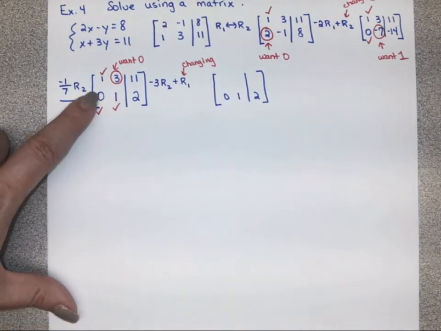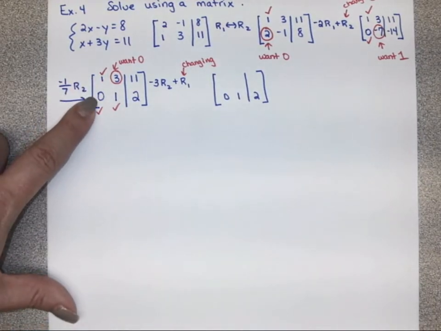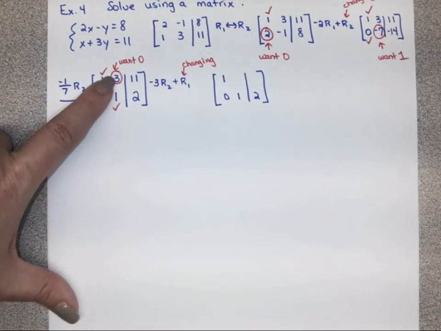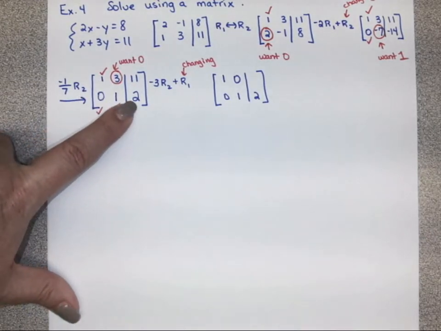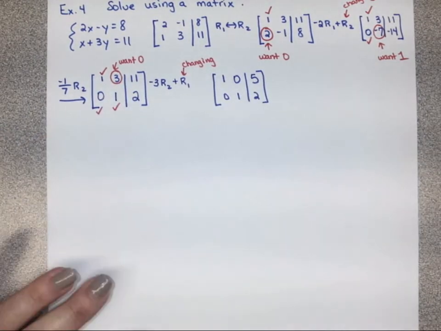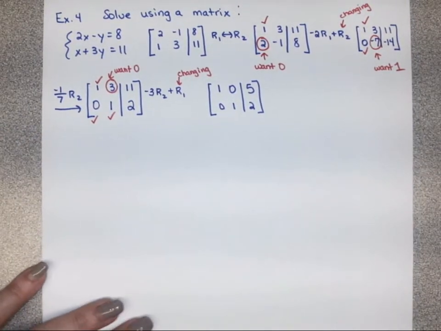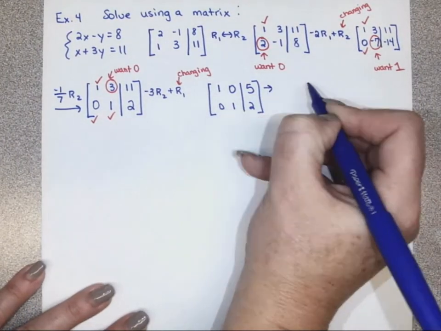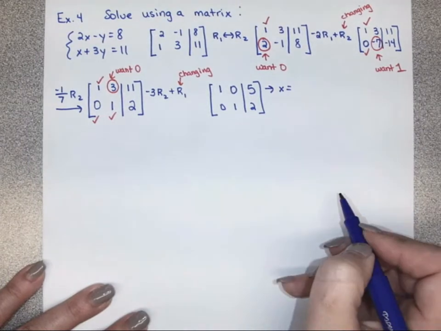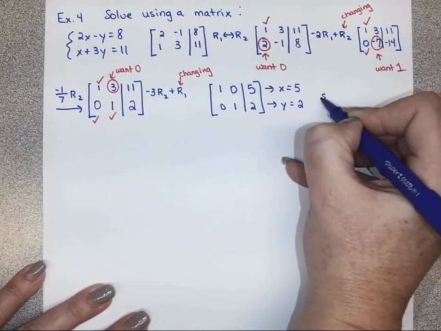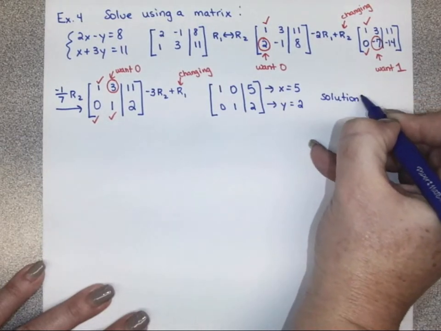So negative 3 times 0 plus 1, well, anything times 0 is still 0. Plus 1 would be 1. Negative 3 plus 3 would be 0, just like we want. And then negative 3 times 2 is negative 6, plus 11 would be 5. Okay? So now what do you notice about what we have now? It's perfectly reduced, and now what can you say based on the first row? Now you can say that x must have been what number? 5, and y must have been what number? 2, and so the solution that we get is 5, 2.